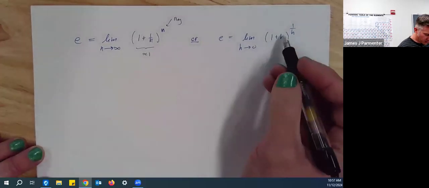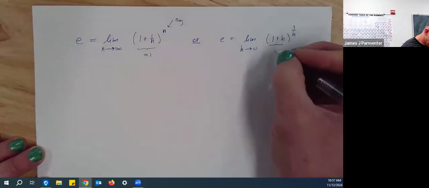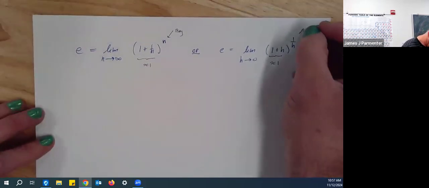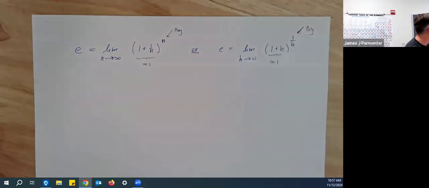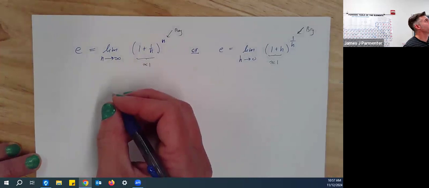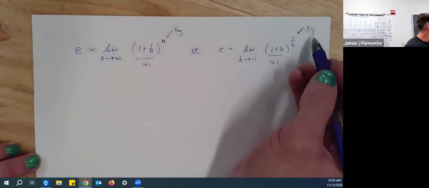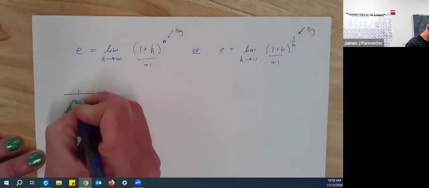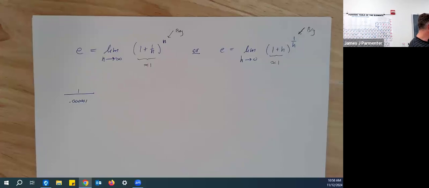Same deal over here. If h is going to 0, then this inside part is close to 1, and this power, 1 divided by something that's getting very small, is going to get very, very big. If you divide by a really small number, like 1 divided by 0.000001, that's going to be really, really big. And I'm kind of ignoring whether it's coming in from the negative or the positive side. It ends up not mattering, but it can be kind of hard to see from the other side.